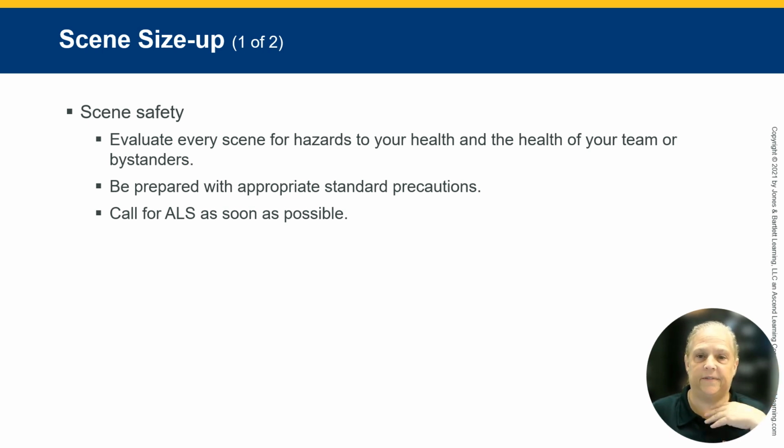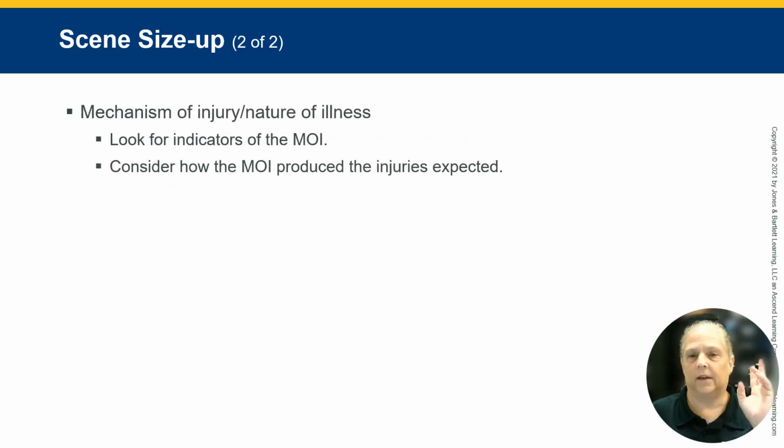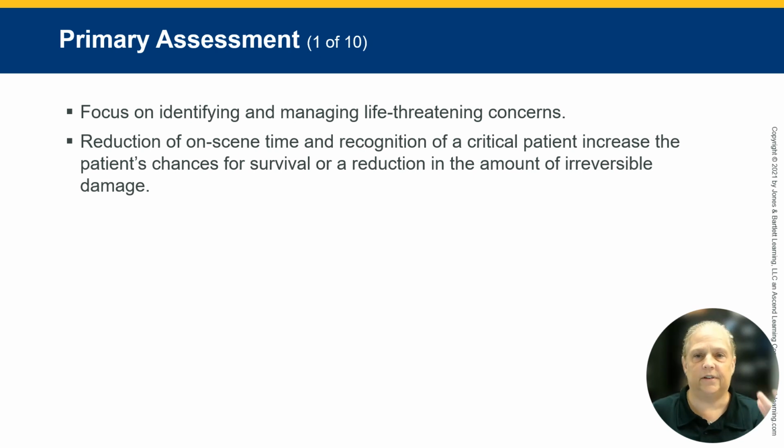Make sure your scene is safe. Have your proper PPE. Call for ALS. Is it an MOI? Look at that. How significant was that MOI? How fast were they going? How much damage is to the vehicle? How high did they fall? These are all things that we need to look at to help determine how serious those injuries could be. All right? Treat your life threats first. Once we treat our life threats, we're going to maintain our C-spine and put them on a backboard if they need to, C-collar also.